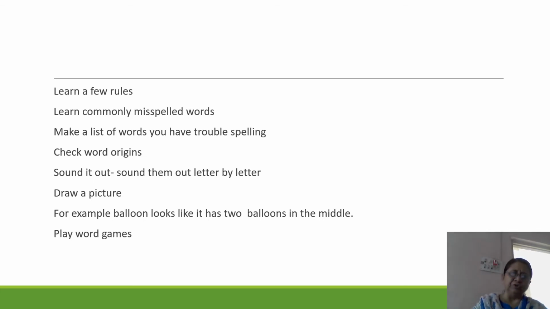You may also find this useful in learning some longer words. You should say those words, remember the sound of each letter, and this will help you remember spellings. You can also draw a picture in your mind of certain words, or you can draw it on a piece of paper and learn it. You can have mind pictures or a real drawing. For example, if you find that balloon is a little difficult to learn, you can just draw a picture, and balloon looks like it has two balloons in the middle. So you will remember that it should have double O in the middle and also double L. Sometimes it helps to draw a picture in your mind.